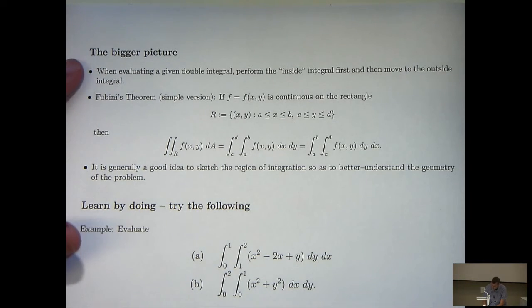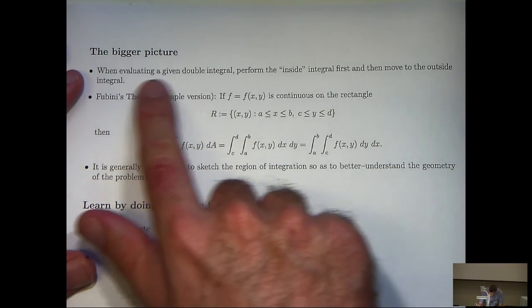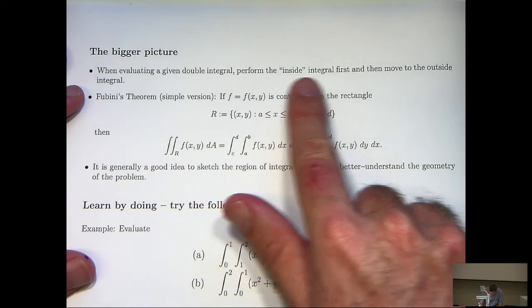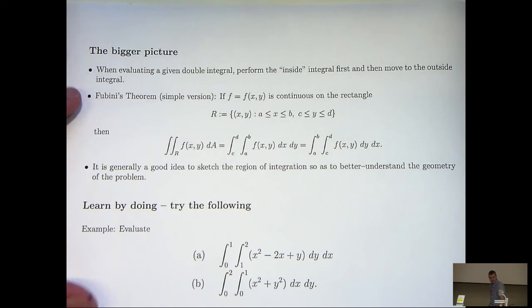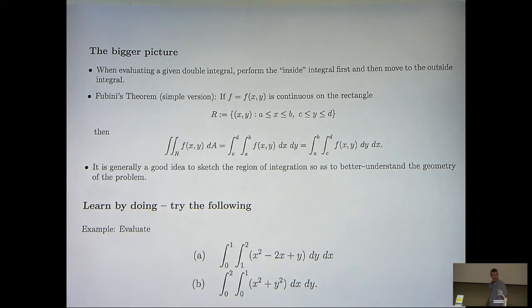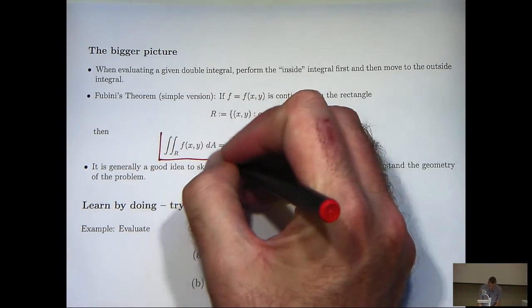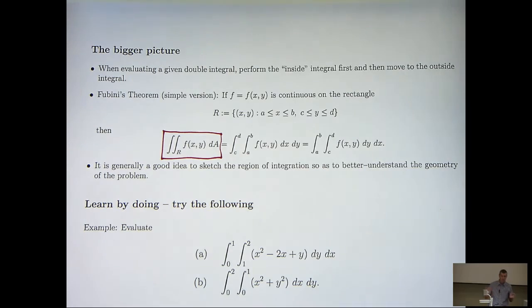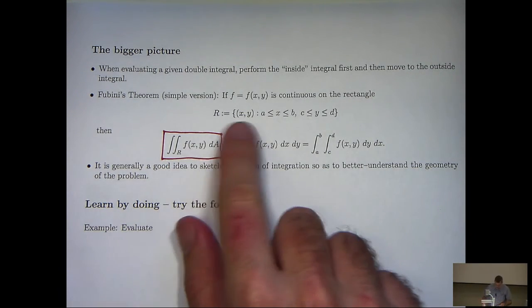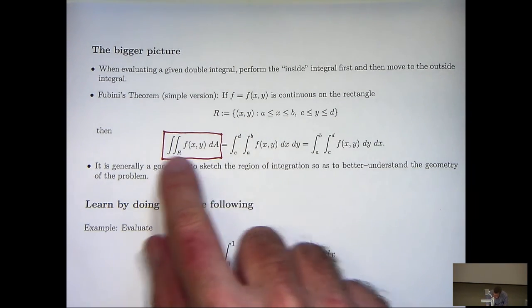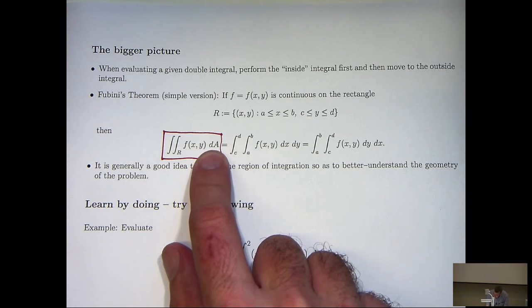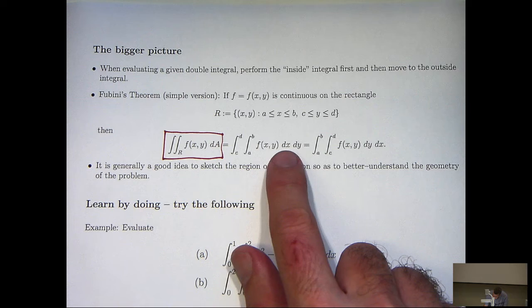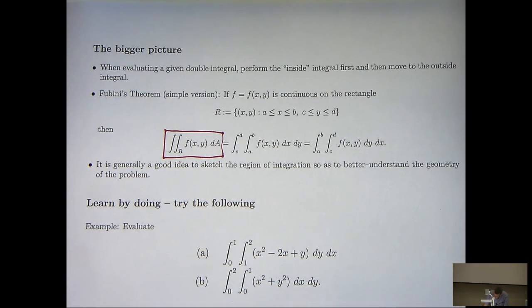So the first general point is about method. When you're evaluating a given double integral, perform the inside integral first and then move to evaluate the outside integral. Now something on notation. The general way of writing a double integral over, for example, a rectangular region is this notation here. Now the dA is called the area element, and you can think of dA as being dx dy or dy dx. The order is not necessarily fixed.